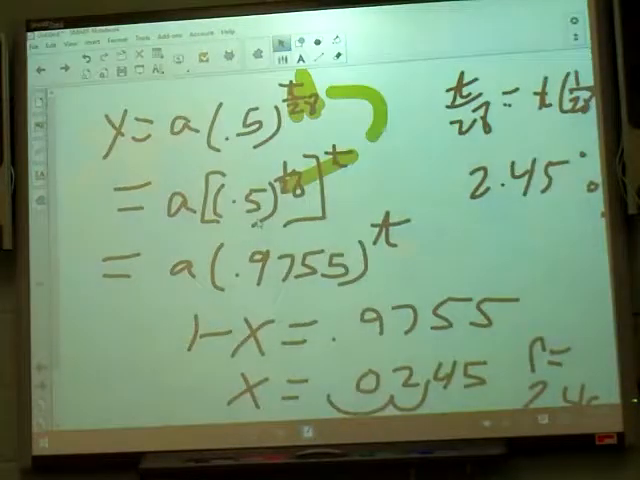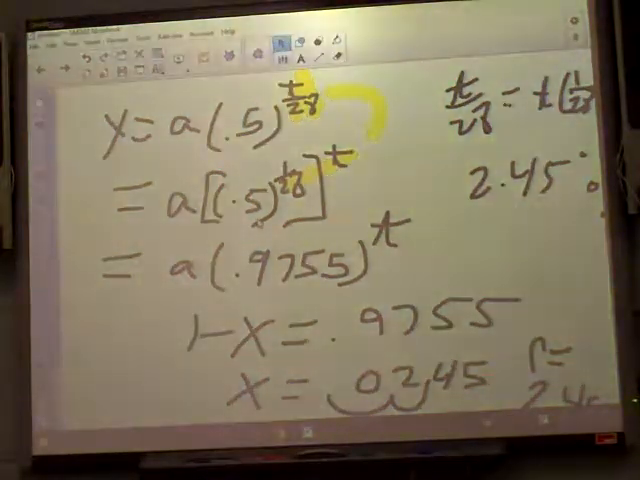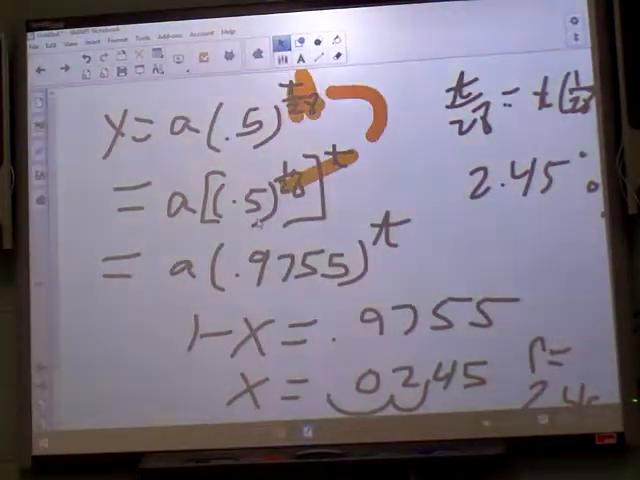No, I've got to figure out how to put t in the calculator. It's close. 0.78. We're wrong. You're wrong.